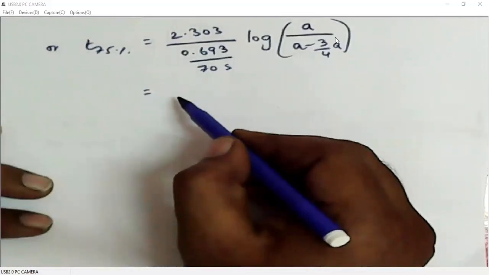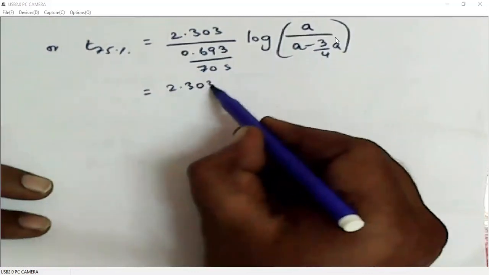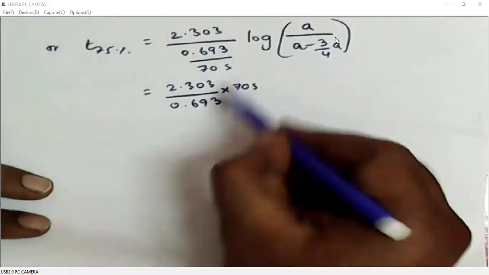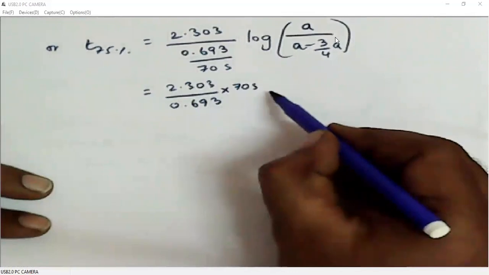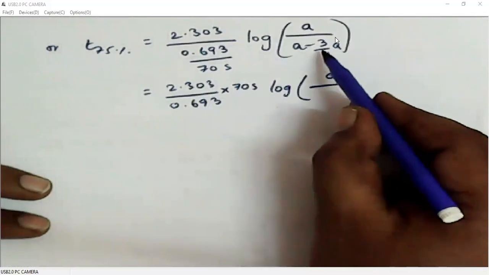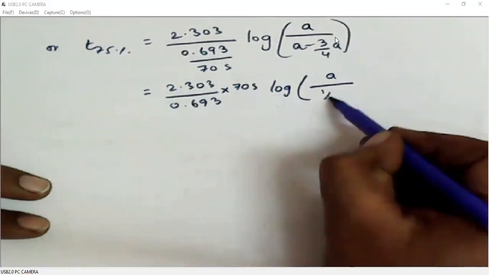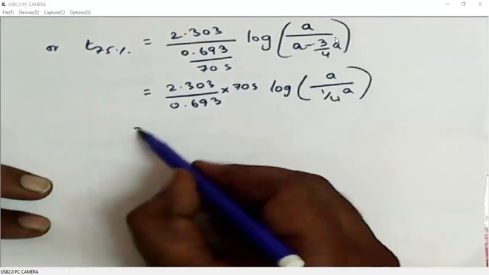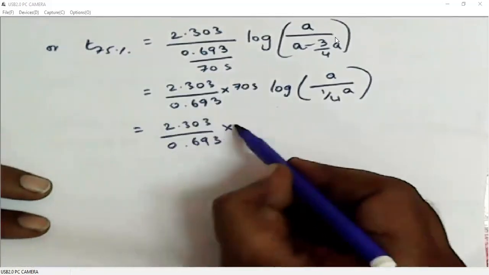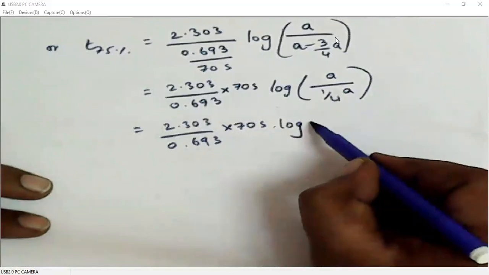Then we can do simplification of this, but right now we will keep everything as it is, and at the end we will look at simplifying these calculations. Logarithm of A by 1 minus 3 by 4. So 1 minus 0.75 is 0.25. So 1 by 4 of A. A will get cancelled. 2.303 by 0.693 into 70 seconds into log of A by A, where A will get cancelled. 1 by 4 becomes log 4.